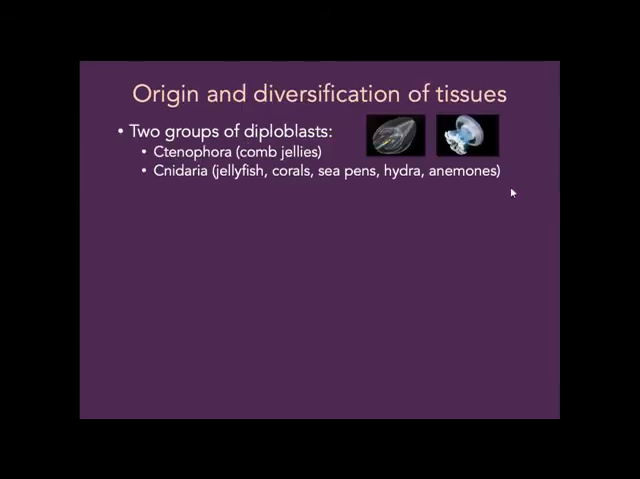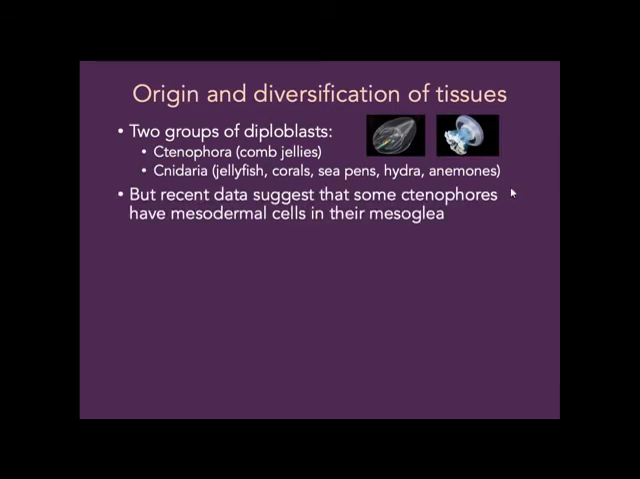Alright, there are two groups of diploblasts, the Ctenophora, or the comb jellies, which we've just seen, and the Cnidaria. The Cnidaria include jellyfish, corals, sea pens, hydra, and anemones. But people have been looking carefully at both of these groups, and they have found that some of the ctenophores actually have mesodermal cells in their mesoglea. Mesoglea is a jelly-like substance between the ectoderm and the endoderm that you find in diploblasts. So they have two layers of tissue and then goo in between, right? But some scientists have found mesodermal cells floating in the goo.